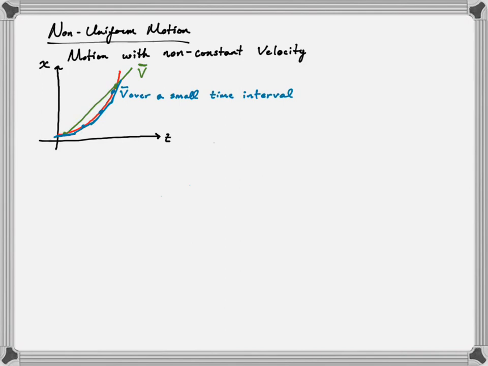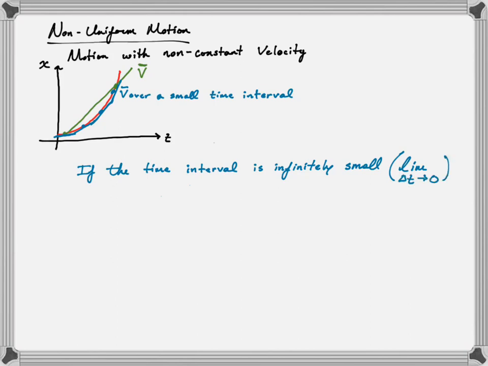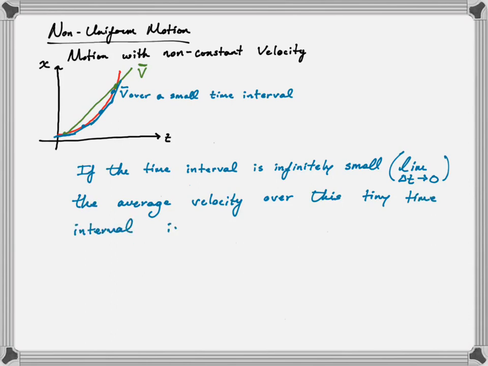Okay, so we can't keep using two average velocities and have them mean different things. So we're going to redefine the one that I wrote in blue. We're going to say if the time interval is infinitely small, which is the goal of this graph, mathematically we're talking about a limit as our change in time approaches zero. Then we say that the average velocity over this tiny time interval is called the instantaneous velocity. And as a symbol, we would just use the letter V.